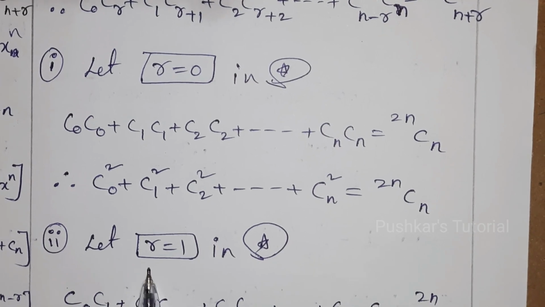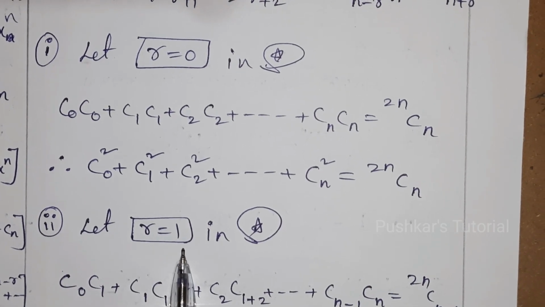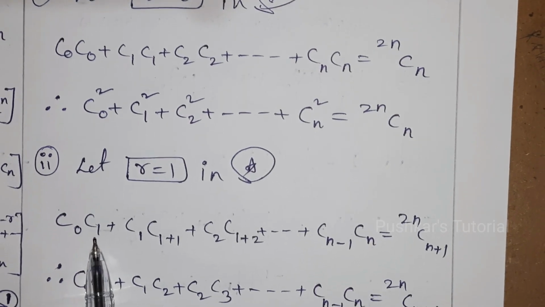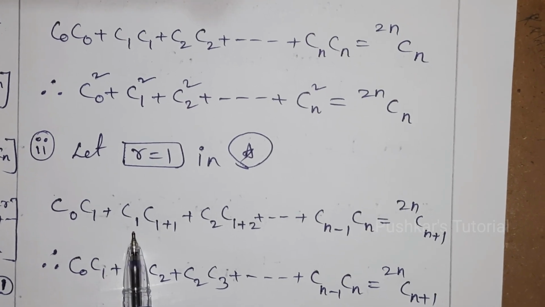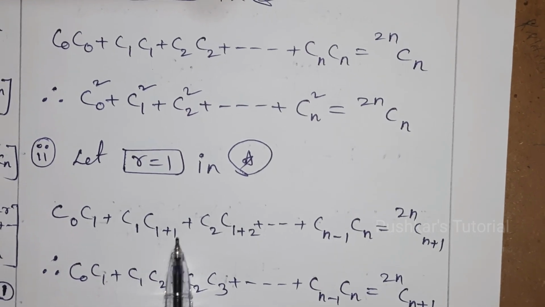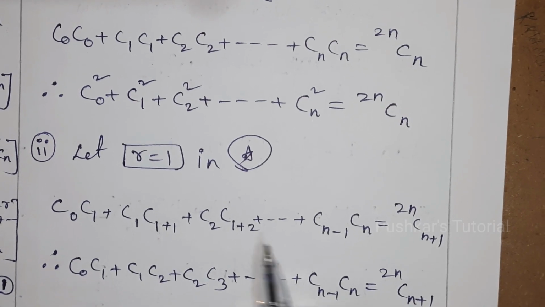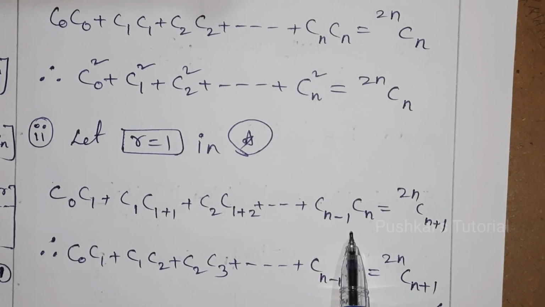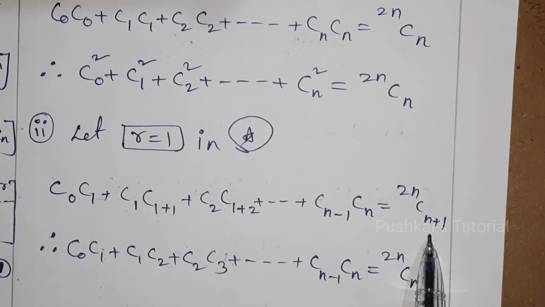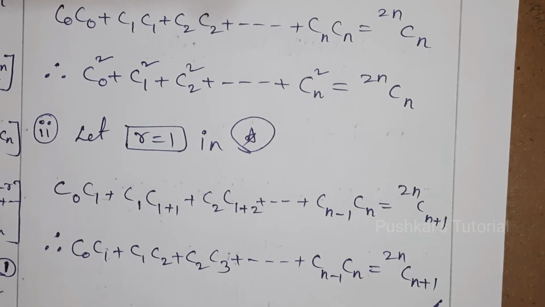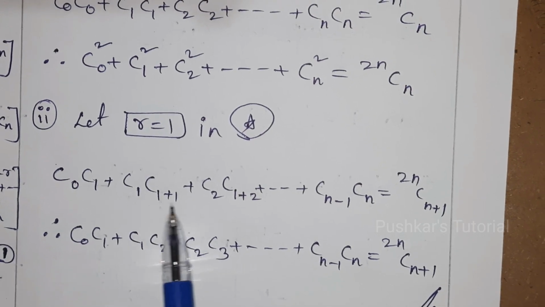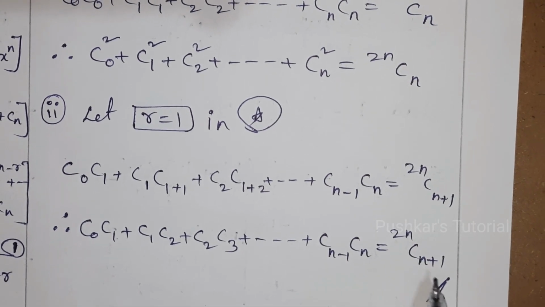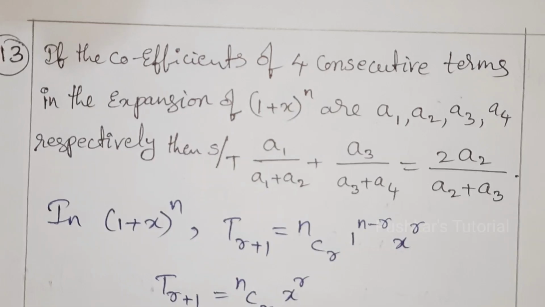Now the second bit. Let R equal 1. So what will be the star equation? C0 C1, and C1 C(R+1) means 1 plus 1, that is 2. Next C2 C(1+2), and so on, Cn-1 Cn is equal to 2n C n+R, so n+1. So C0 C1 plus C1 C2 plus C2 C3 and so on is equal to 2n C n+1, hence proved.